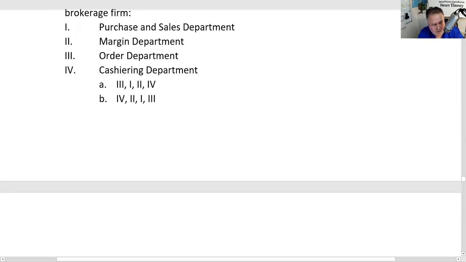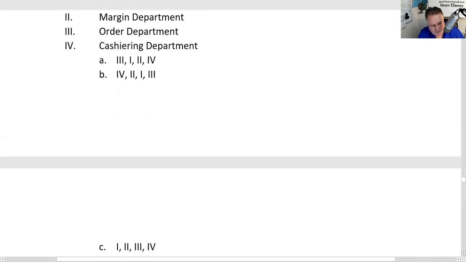Then it goes to the purchase and sales department, who generates the confirmations, which have to be in the mail, test question, by settlement. And then it's going to go to the margin department, who determines whether monies or securities are due. Even in a cash account, the margin department does that. And then it goes to the cashiering department, who takes receipt of monies and or securities. So it's going to be 3 4s. We're looking for 3 4.